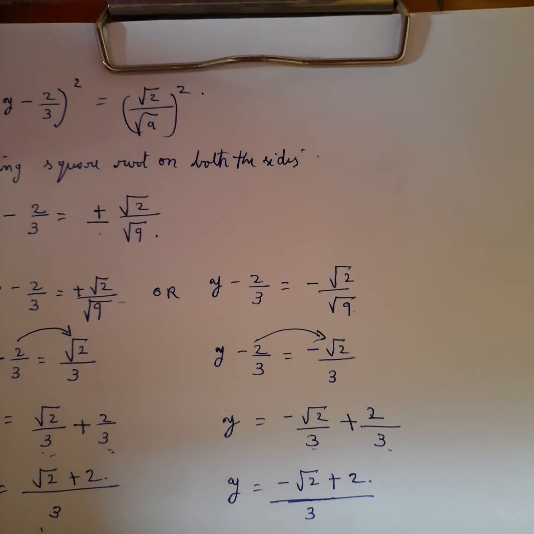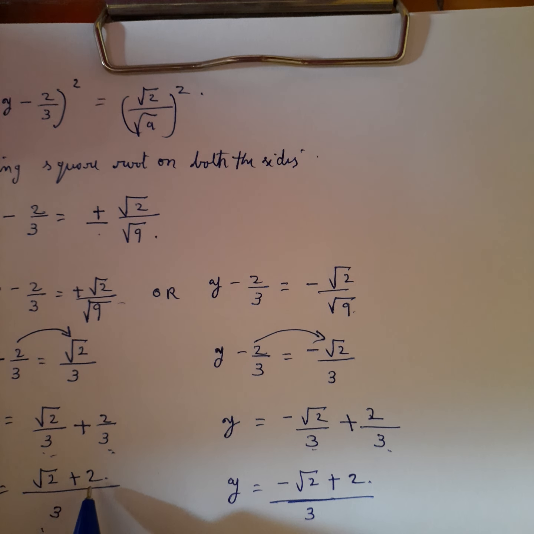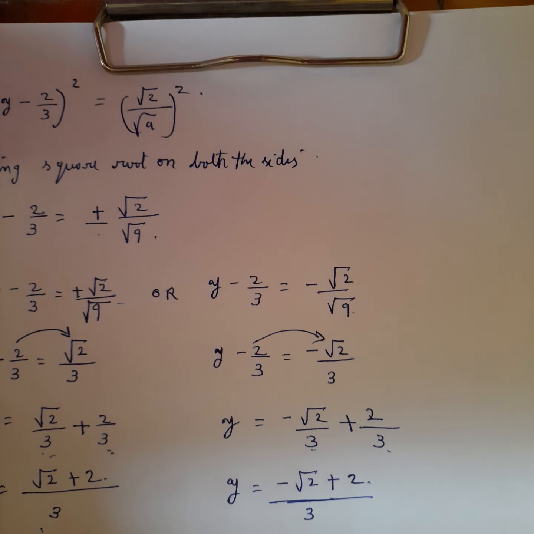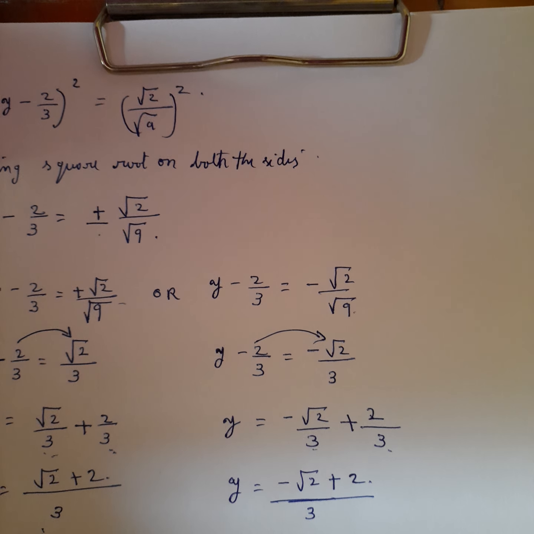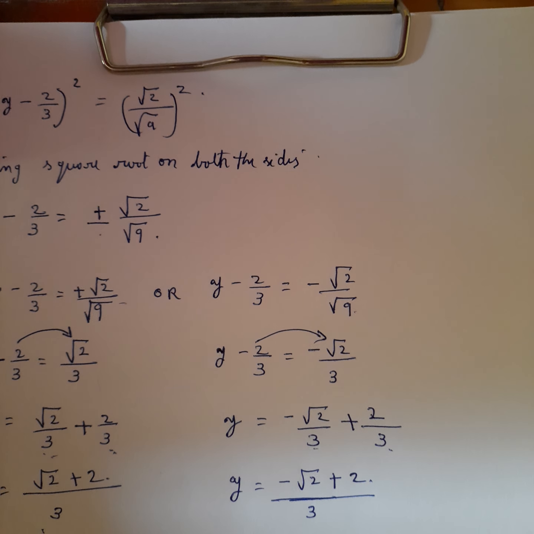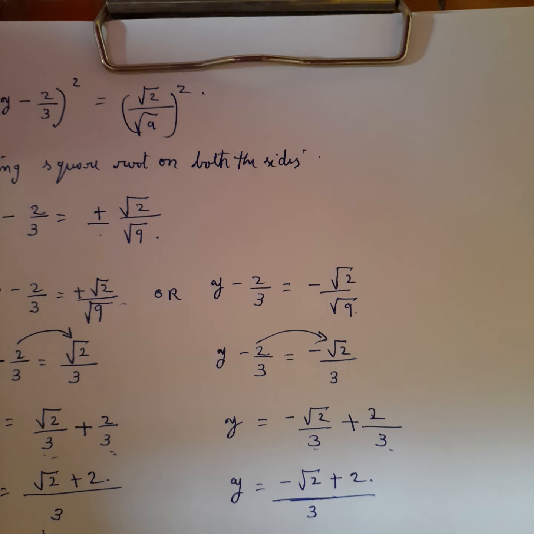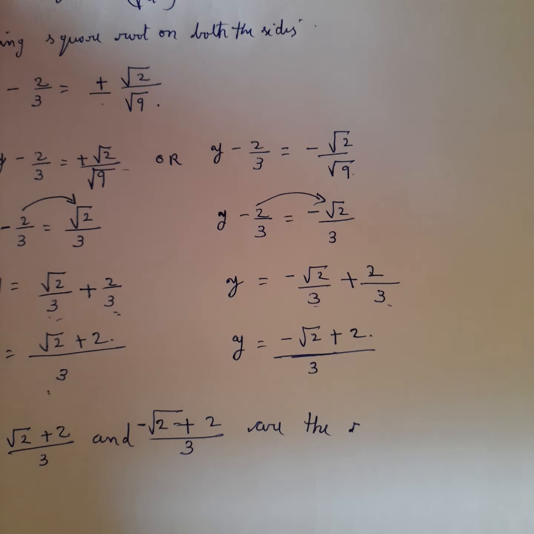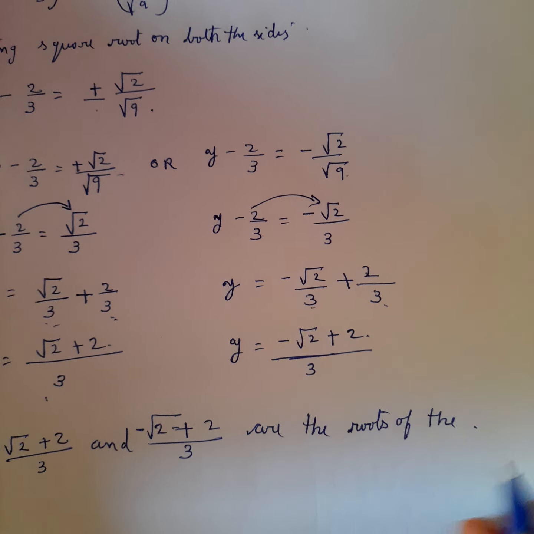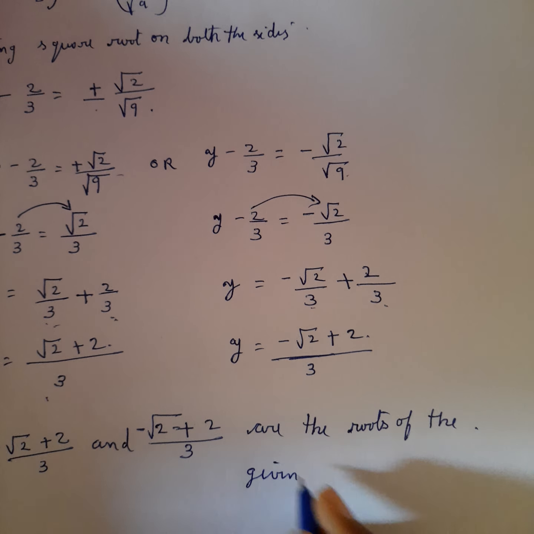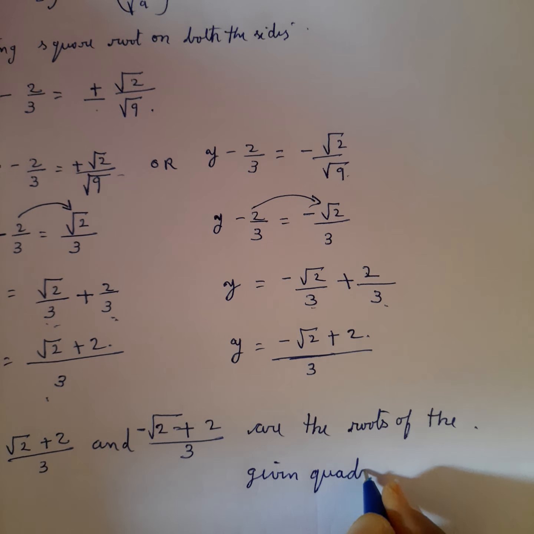Okay, so how to write the conclusion? Therefore here we can write, therefore root 2 plus 2 by 3 and negative root 2 plus 2 by 3 are the roots of the given quadratic equation. This is the conclusion.